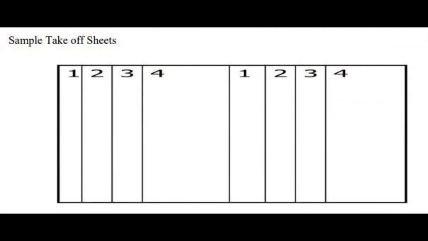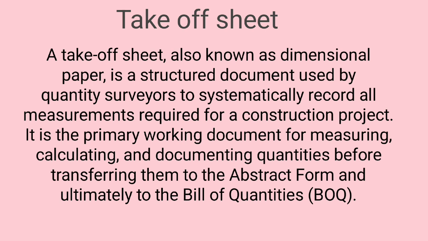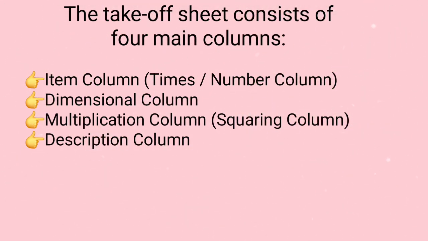In this lecture, we will focus in detail on the core working columns of the quantity takeoff sheet. These columns are not simply spaces to write numbers. Each has a specific professional function, governed by rules, standards, and techniques. Errors in any one column will directly affect quantities, rates, and final project cost. Therefore, a quantity surveyor must understand how to use each column correctly, why it exists, and how mistakes occur. We will examine the item column, dimensional column, squaring column, and description column in depth.